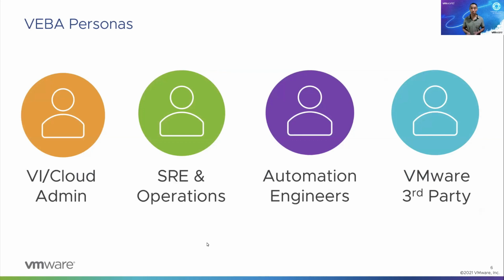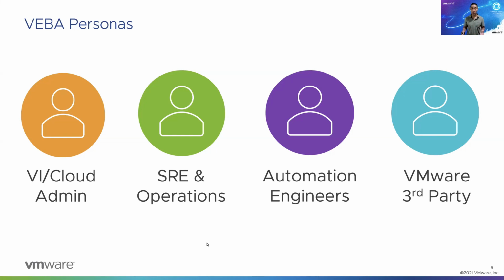So who are some of the personas that VEBA is targeting? Well, certainly we want to make sure that we can help our VI and cloud admins scale out, right? Not worry about how to use our VMware APIs, but more about the business logic, right? Of what do you want to do with these events, right? Whether you're getting a Slack notification or you're automatically creating a ServiceNow ticket, for example.